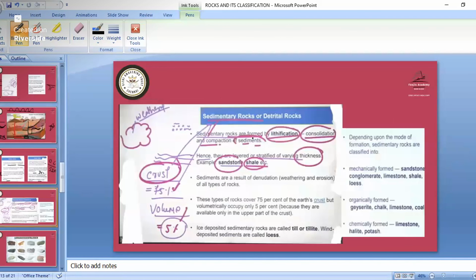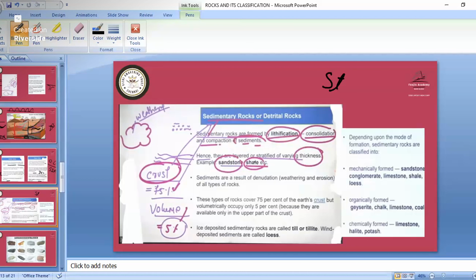So that was about the acidic rock. Now we will study the sedimentary rocks. Sedimentary means what? You can say a strata rock or layer rocks. Sedimentary rocks are formed by the lithification, consolidation and compaction of sediments.